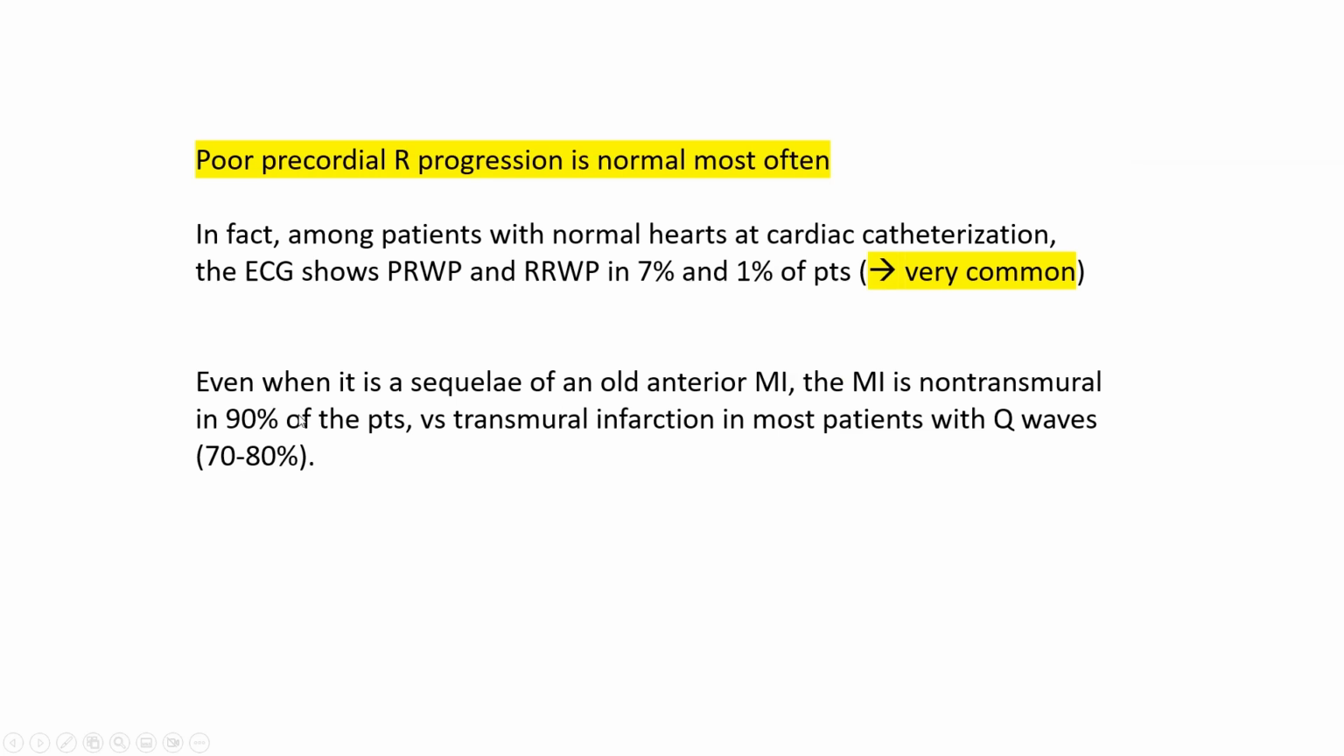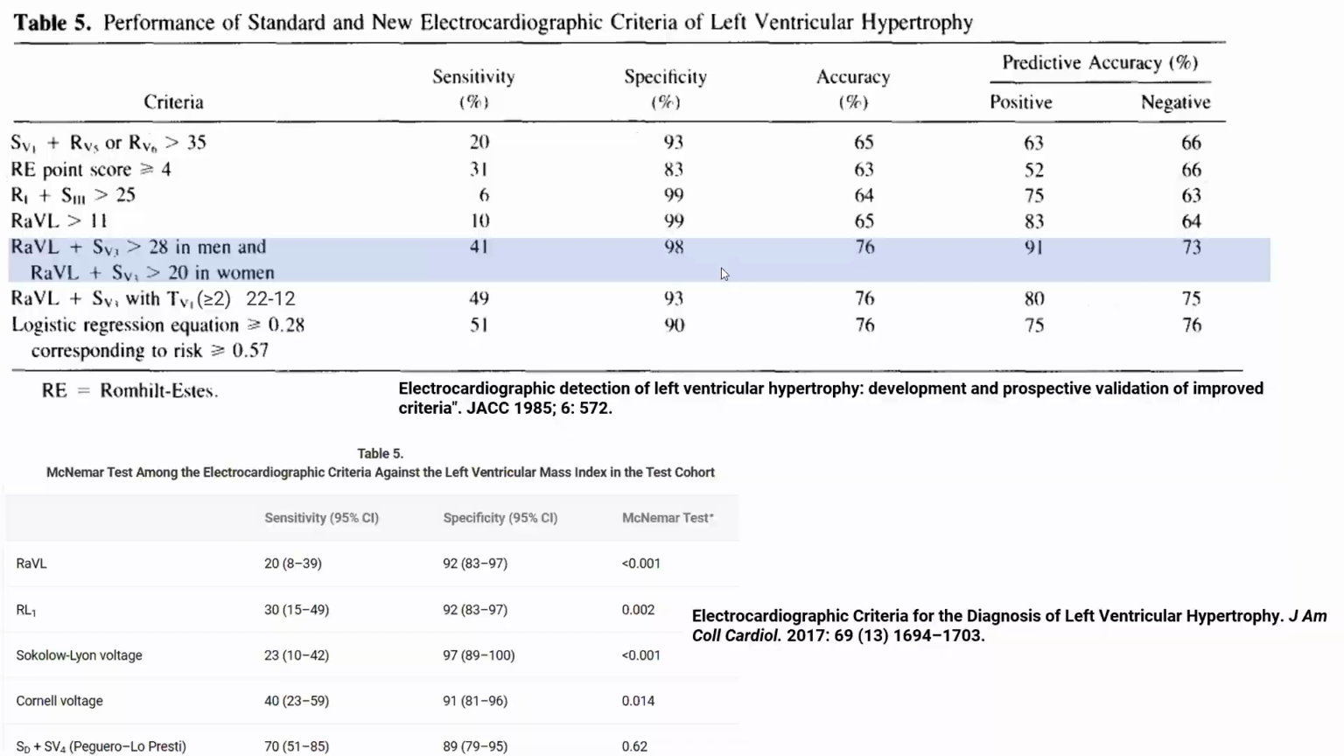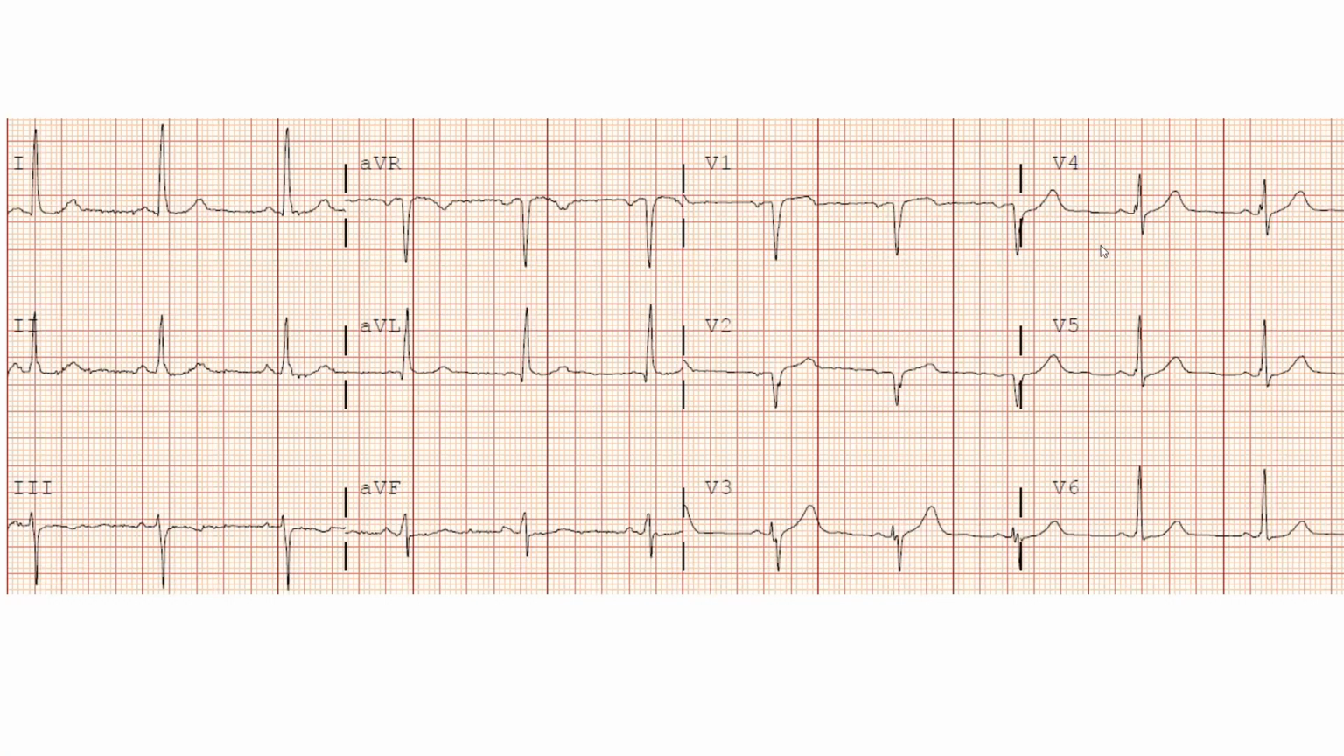So even when it is an MI, it's a better MI than having full-blown Q waves. It's important to understand those subtleties because you can already make a diagnosis and risk stratify the patient prognostically by looking at the EKG. So this EKG that we looked at earlier, it's unlikely to be anterior MI.